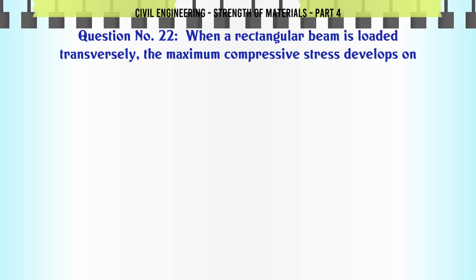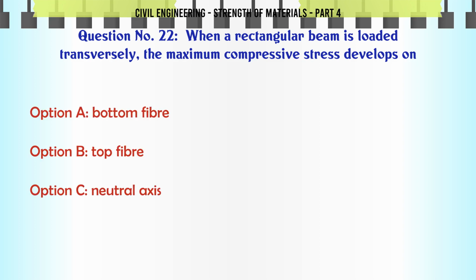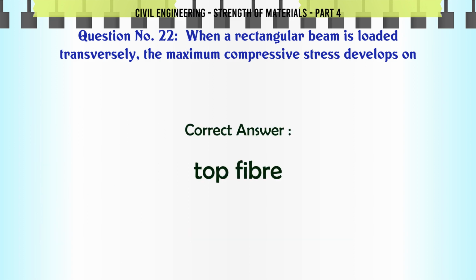When a rectangular beam is loaded transversely, the maximum compressive stress develops on: A. bottom fiber, B. top fiber, C. neutral axis, D. every cross section. The correct answer is top fiber.